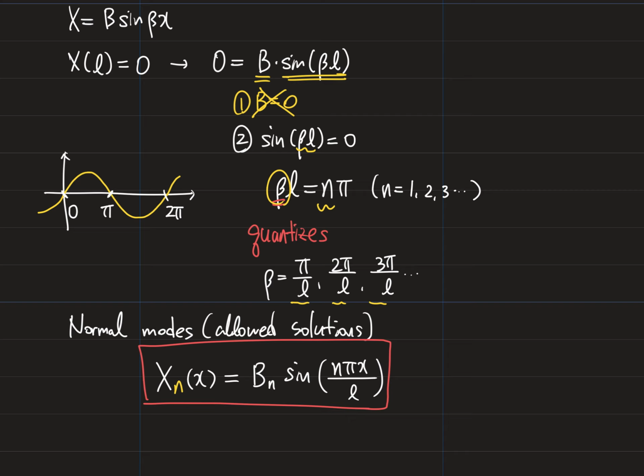So every string, or any existing string, should be described using this function. So it is quite interesting, right? We think that the motion of the vibrating string is quite continuous and it looks like just random things. But actually the motion of the vibrating string is quite quantized, and there is some set of allowed solutions called normal modes.